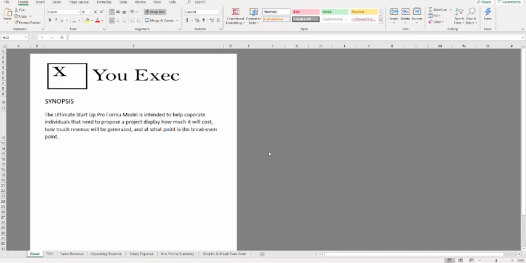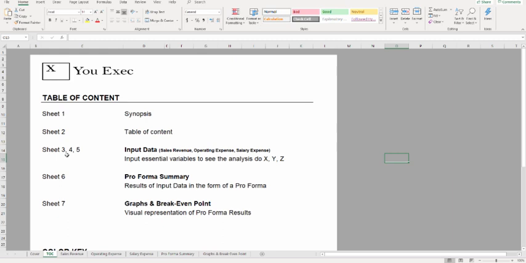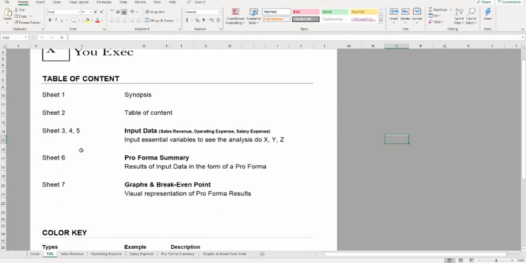And welcome to the Ultimate Startup Pro Forma Model Tutorial. This tutorial is intended to give the end user a better understanding of how to input their information and use the file to their advantage. The Table of Contents tab goes through the information necessary to put into the file.